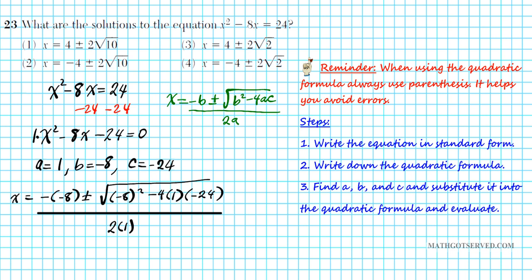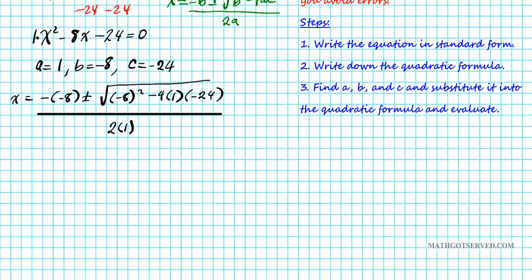Now, let's go ahead and simplify this carefully. We are going to now have minus times minus is plus, so we have 8. 8 plus or minus the square root of, you can plug this entire expression in your calculator, but let me just work it out for you. 8 times 8 is 64, minus times minus is plus, 4 times 24 is 96, divided by 2.